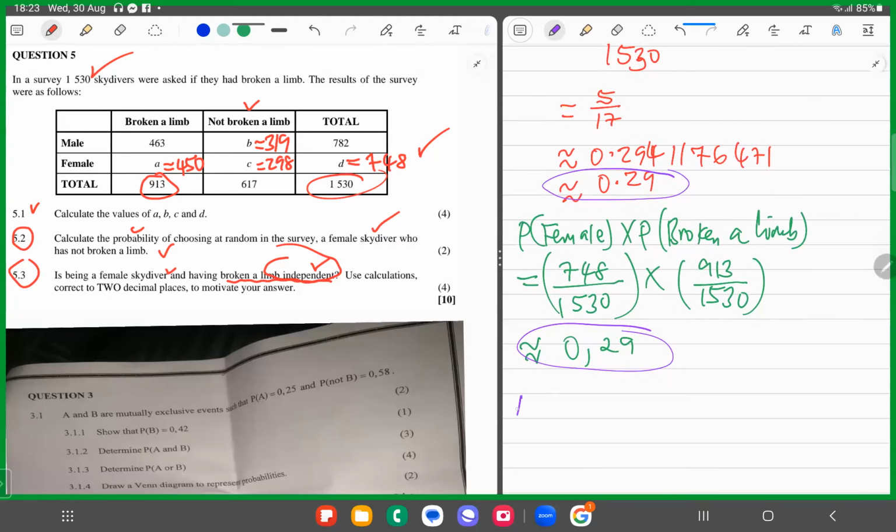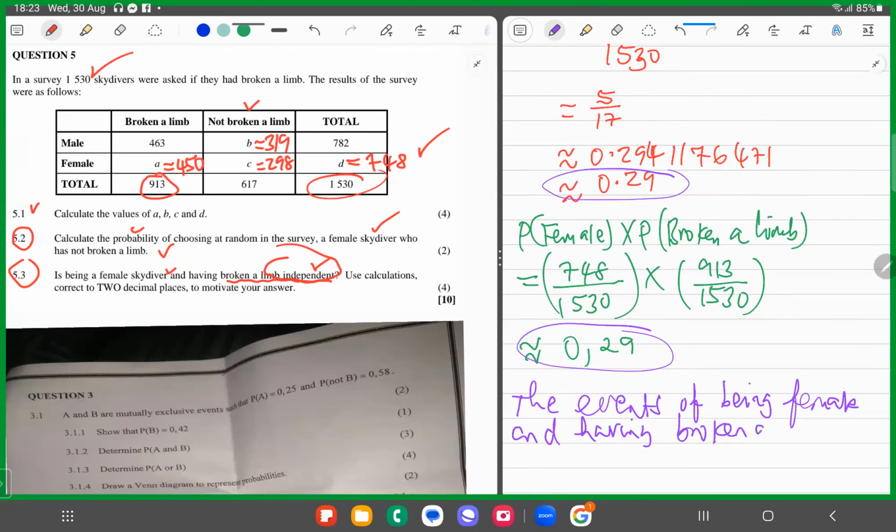We say the events of being female and having broken a limb are independent.